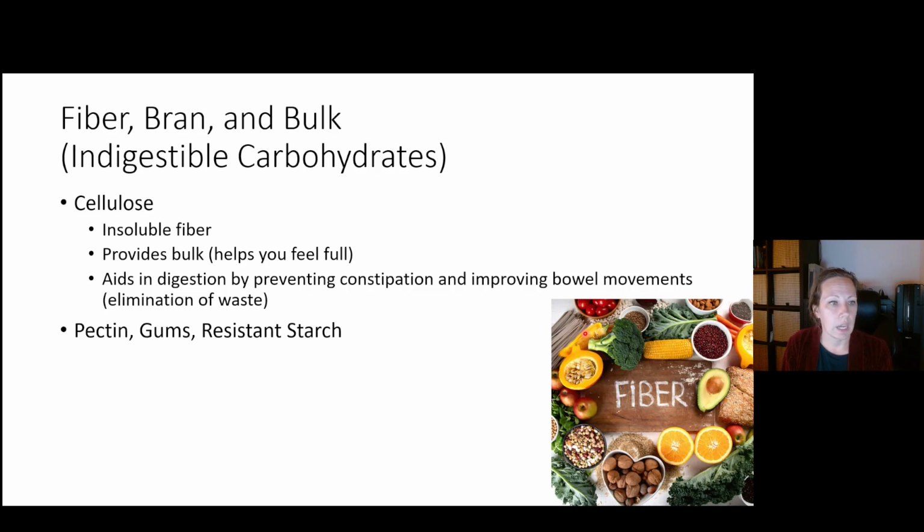Now, the second type of fiber includes pectins, gums, and that resistant starch that I talked about earlier in this lecture. These all form soluble fiber. It would almost be better if I had changed these titles to be like insoluble fiber includes cellulose, soluble fiber includes pectins, gums, and resistant starch. But soluble fiber means that it will dissolve in water. Now it is still not digestible. It will dissolve in water, but our body still cannot process it and digest it.